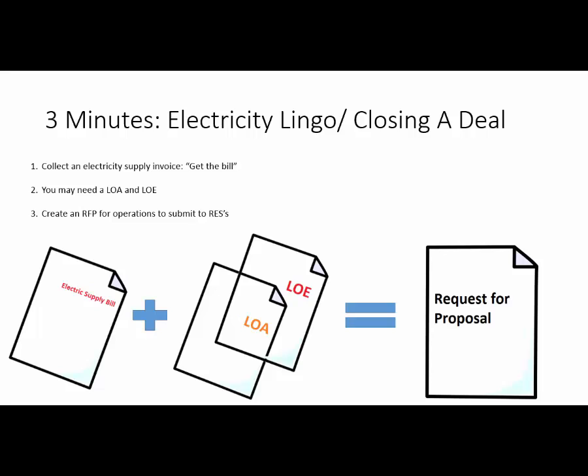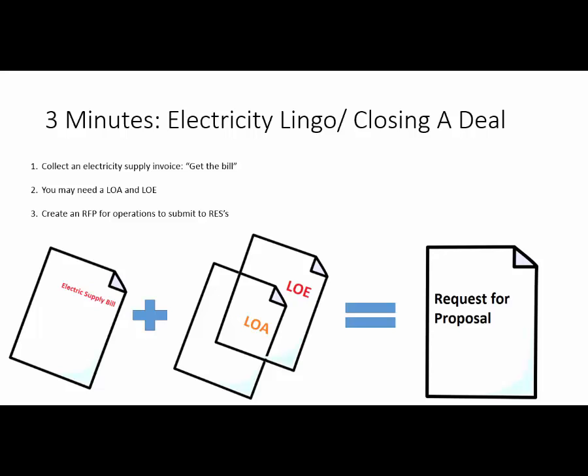In this lesson, we are going to go through electricity lingo and closing a deal in 3 minutes. All electricity deals start with the collection of the electricity supply invoice, or getting the bill. The electricity supply bill will show you the customer's usage for the month, the usage for the calendar year, as well as how much the customer is currently paying and who the current electricity supplier is. All the information you'll need to receive pricing can be found on the electric bill.